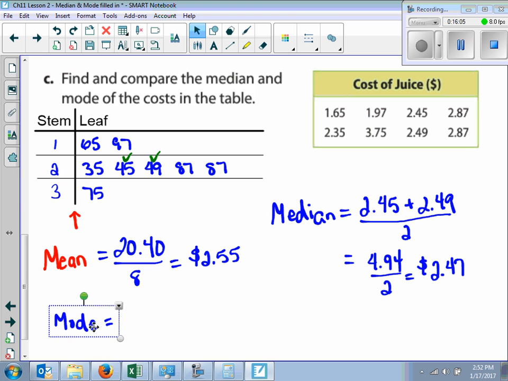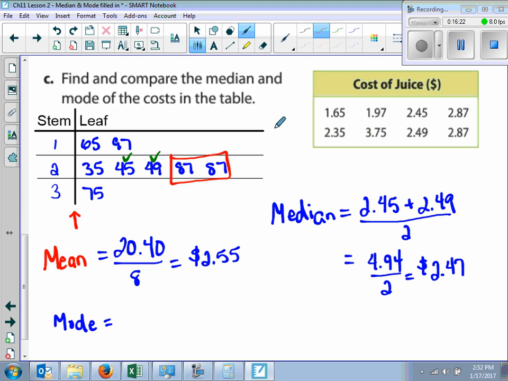Now, to find the mode, we want to see which numbers occur the most often. So now, you can look at your list, look in the leaf side, and look to see if we have any repeats. And there we have it. So our mode is $2.87. $2.87 is our mode.